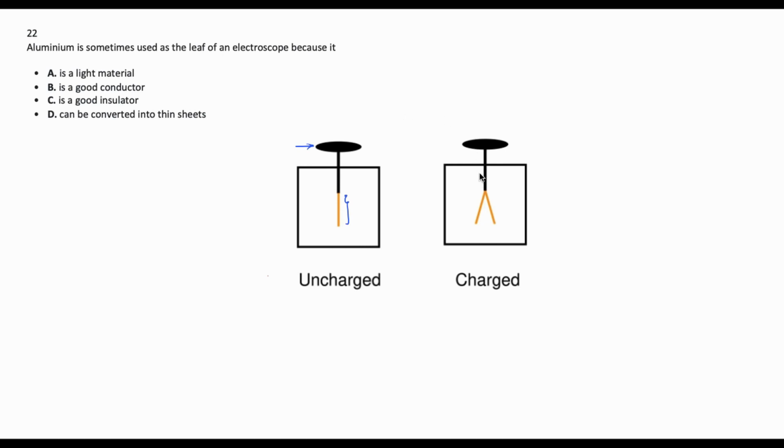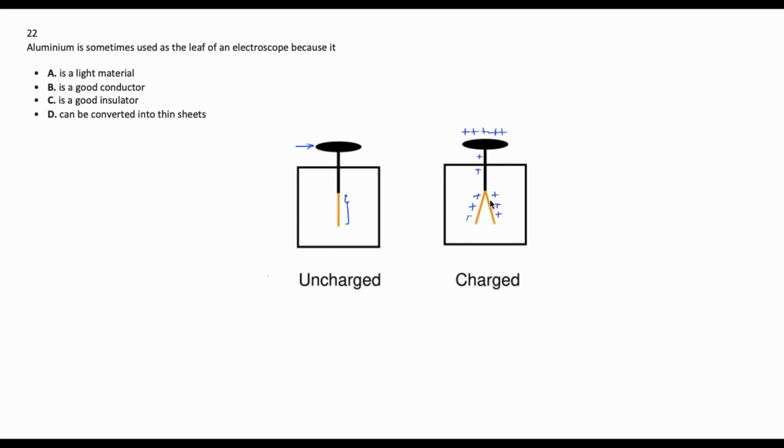Now, if we move to the right side, if you place a positively charged material on the brass plate, for example, the charge travels through the rod into the leaves, and so both leaves become positively charged. And don't forget that like charges repel. The repulsion caused by the like charges in the two leaves is why they repel each other and open up. And that is how you use this instrument to detect charges.